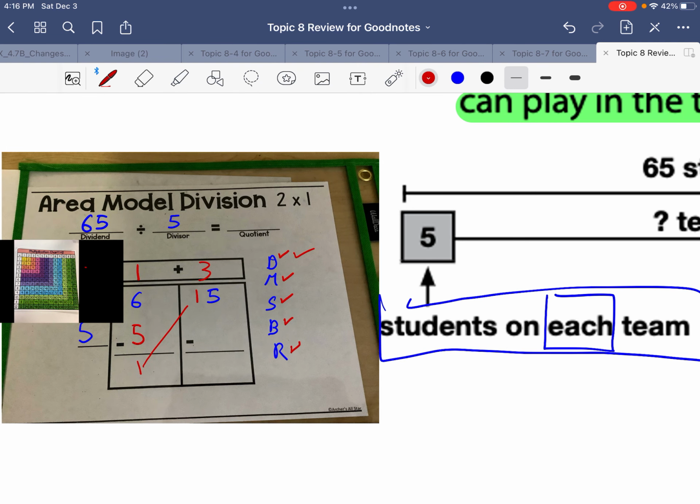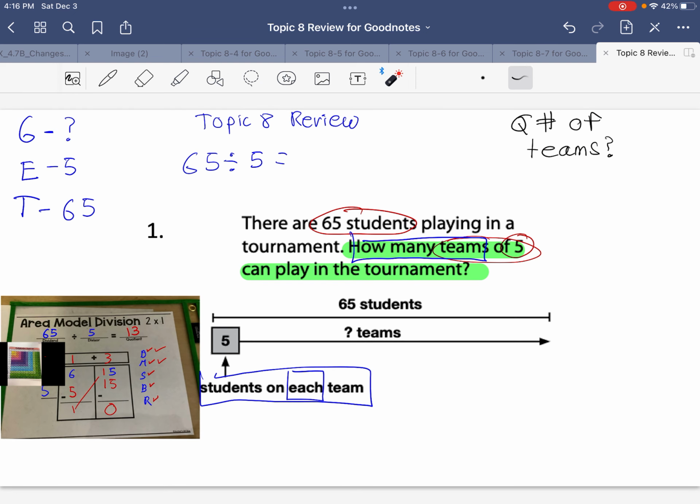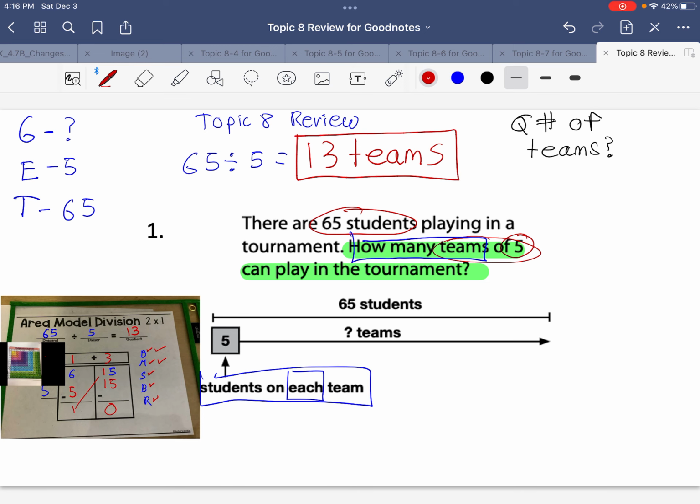I divided. Next, I multiply. I multiply the side with the top. 5 times 3 is 15. Now I subtract. 15 minus 15 is 0. So my quotient or my answer is going to be 13 with the remainder of 0, because I have 0 here. So to answer my question, there are 13 teams. That is my answer.